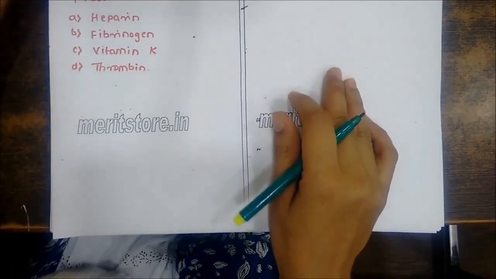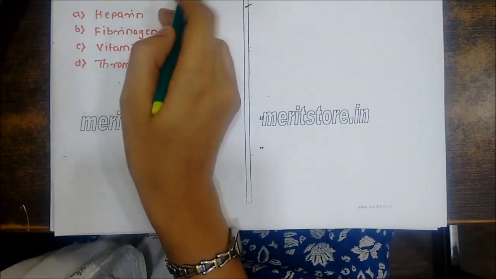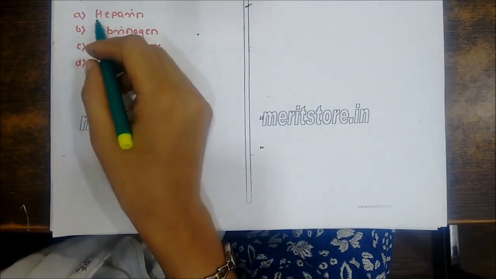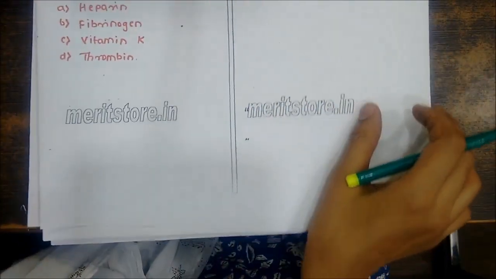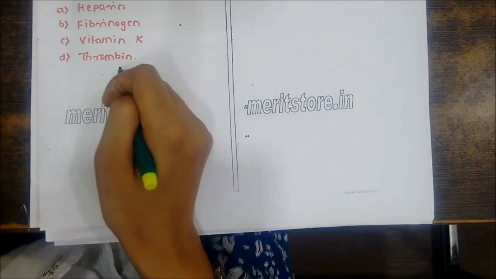Body fluids and circulation MCQs. Blood does not clot inside blood vessels due to the presence of A. heparin, B. fibrinogen, C. vitamin K, and D is thrombin.